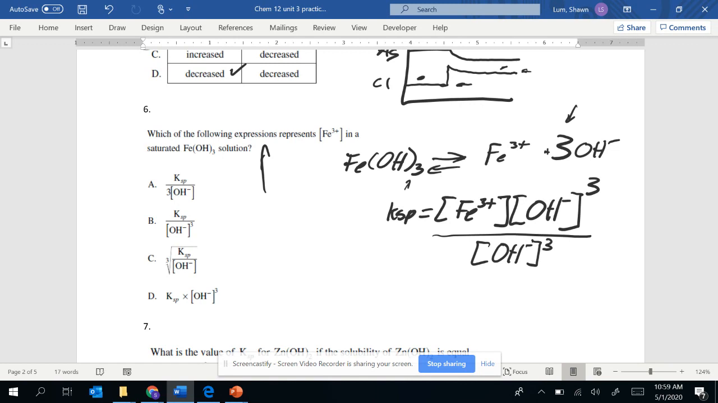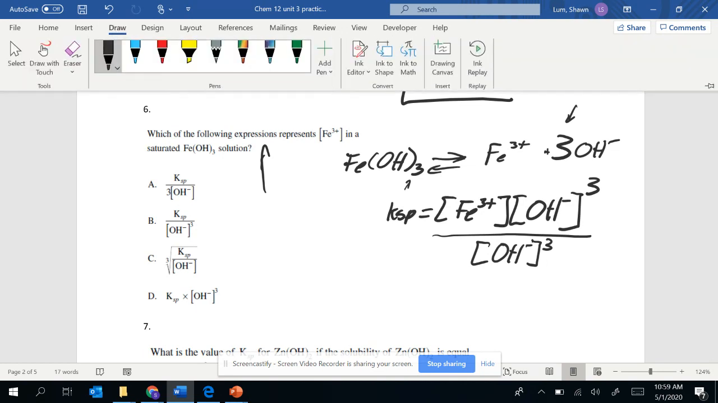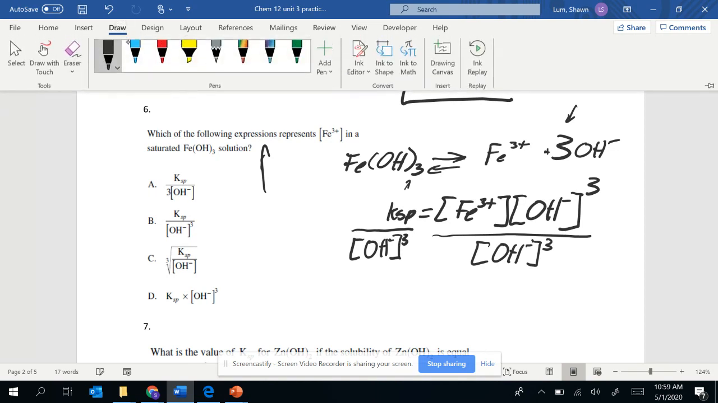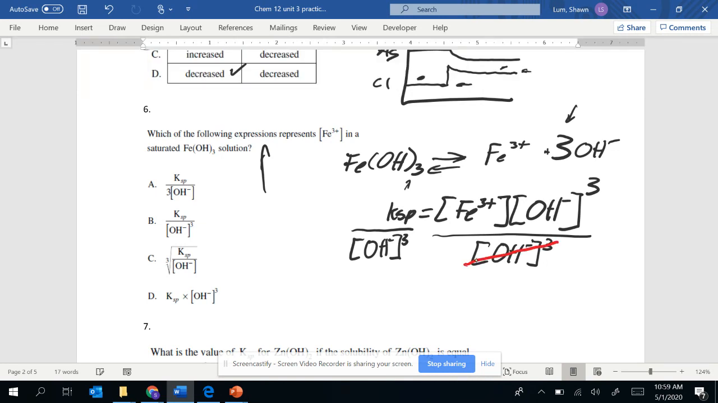So what that means, let me change my pen color, is that, before I do anything, again, some basic math. If I do that to one side, I must do that to the other side to make it equal. So I'm going to do that to this side right here, OH minus to the power of 3. And then if I do that to one side, you do it to the other, this cancels out right here.